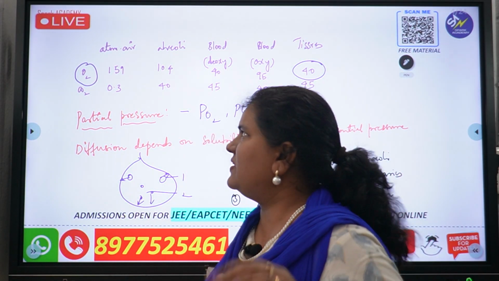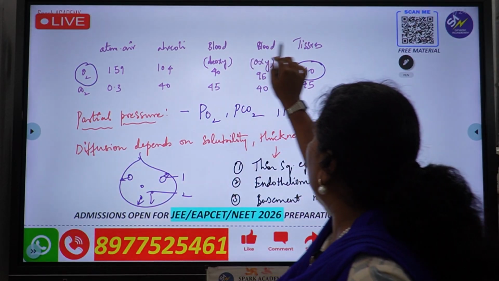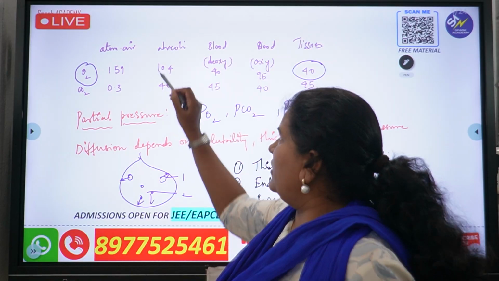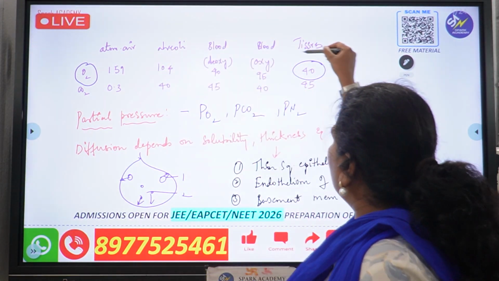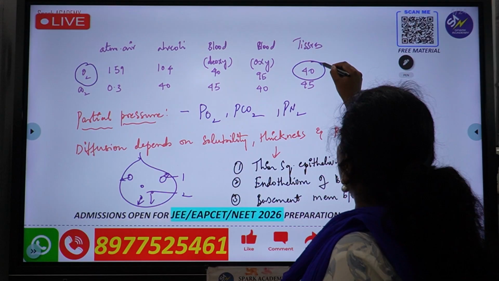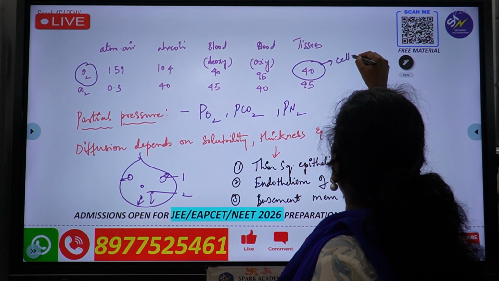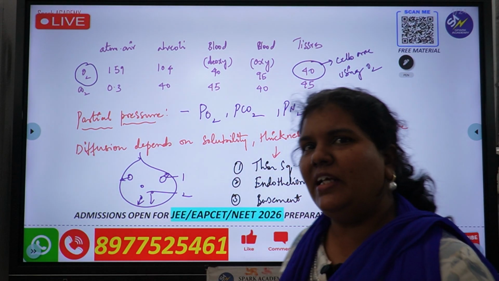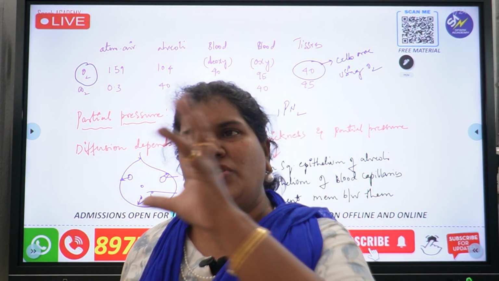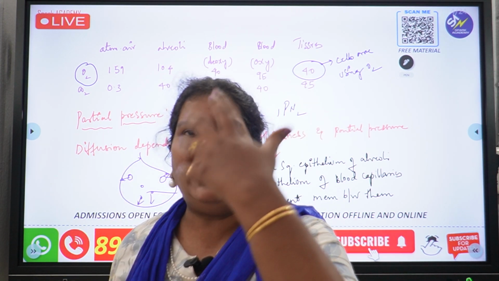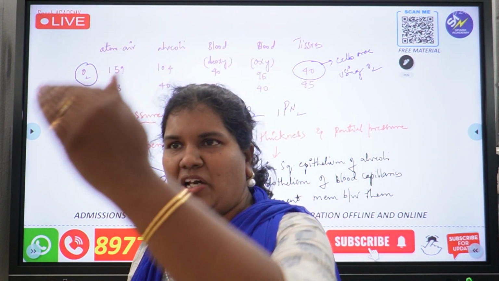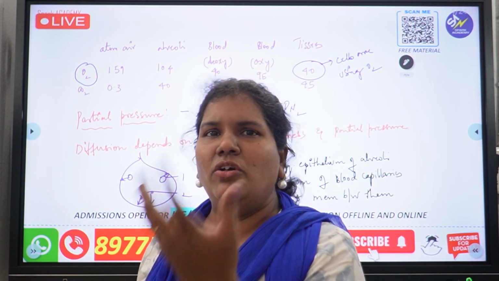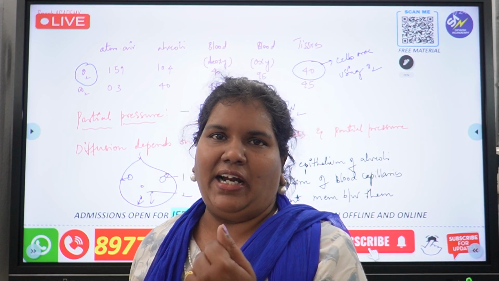Now you can get a doubt, how is the partial pressure reducing from atmosphere to tissues? Here it is 159, here it is 40. What is happening? When the oxygen reaches from atmospheric air to the tissue, the cells are using the oxygen. Finally, that is the ultimate goal. Oxygen reaches the tissues and the tissues will utilize the oxygen. So naturally the partial pressure will reduce. Partial pressure reduces, meaning the oxygen is being utilized for different metabolic activities, right?